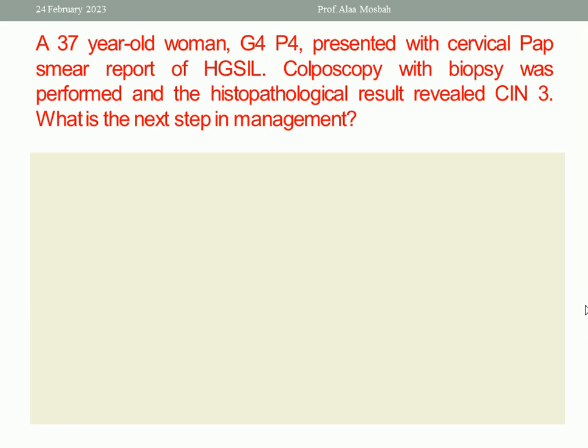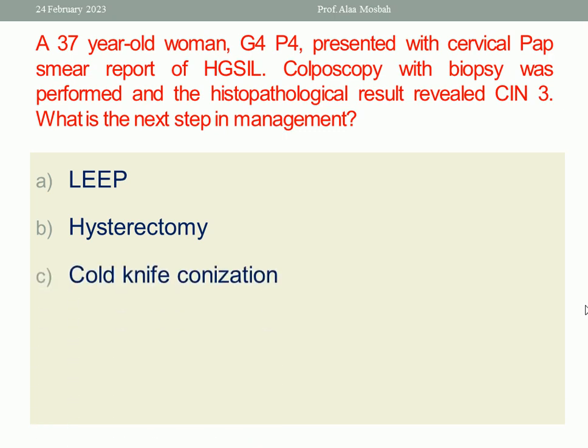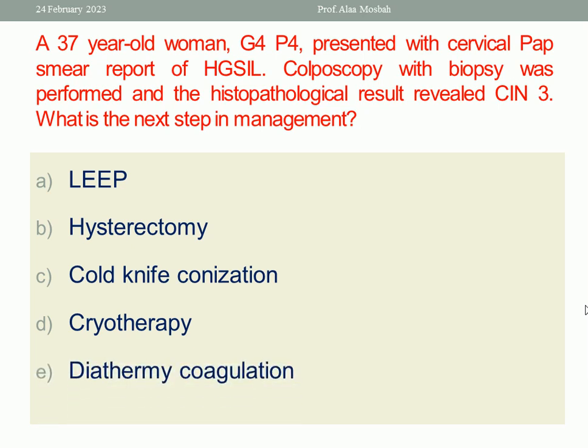Again, a 37-year-old woman, gravida 4 para 4, presented with a Pap smear report of high-grade squamous intraepithelial lesion. Colposcopy with biopsy revealed CIN3. What is the next step in management? A. LEEP. LEEP is the abbreviation of loop electrosurgical excision procedure. B. Hysterectomy. C. Cold knife conization. D. Cryotherapy. E. Diathermic coagulation. Okay, please choose the one best response and try to answer before me.